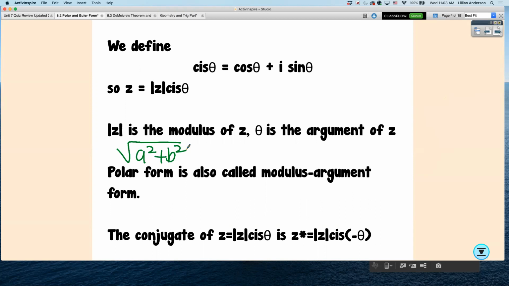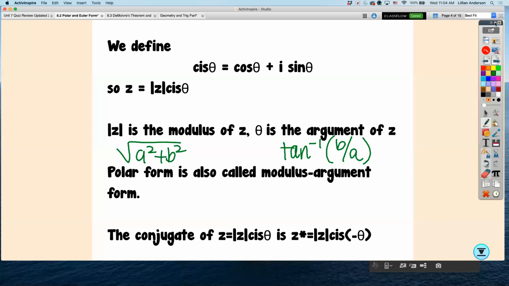And theta is your argument of z, aka the direction. That can be found doing the tangent inverse of b over a. That's what we talked about last class. Polar form is also called modulus argument form, because essentially that's what you have: your modulus and your argument. The conjugate of a complex number in that modulus argument form is the same, the only difference is that your theta is negated.